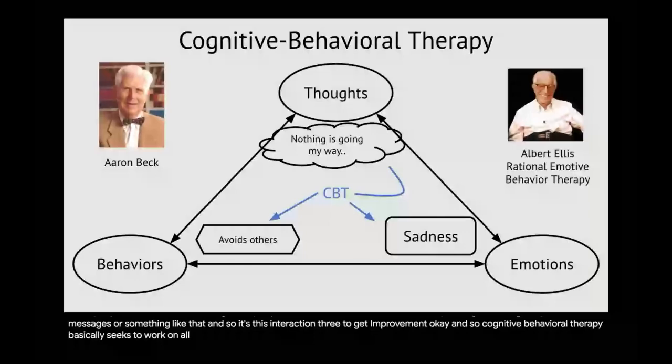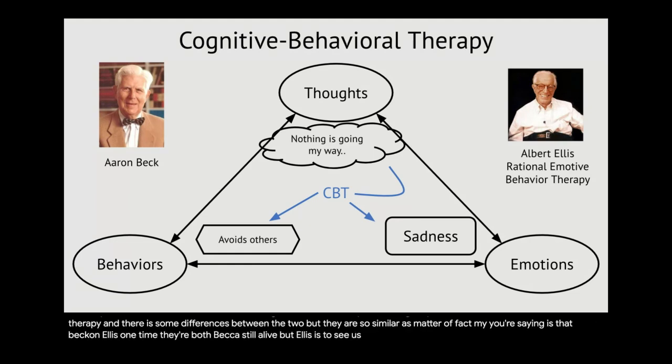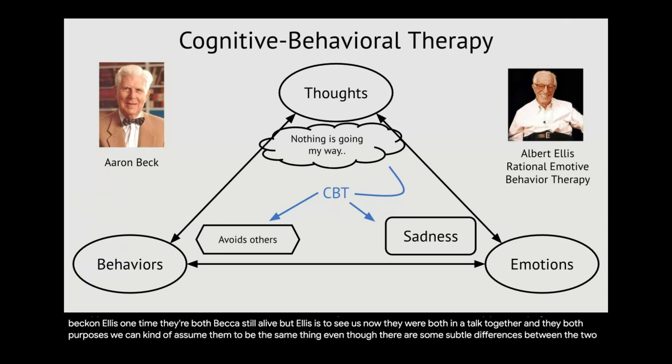Albert Ellis developed something very similar called rational emotive behavior therapy, and there are some differences between the two, but they are so similar. My understanding is that Beck and Ellis were once in a talk together, and they both admitted that they were very, very similar. Beck is still alive, but Ellis is deceased now. For our purposes, we can assume them to be the same thing, even though there are some subtle differences. For the AP exam, we stick to that.